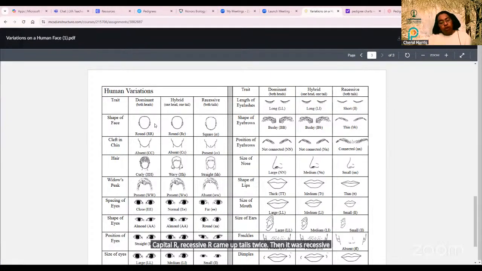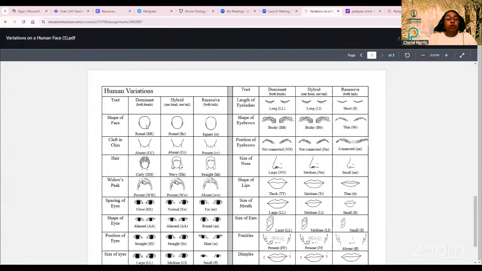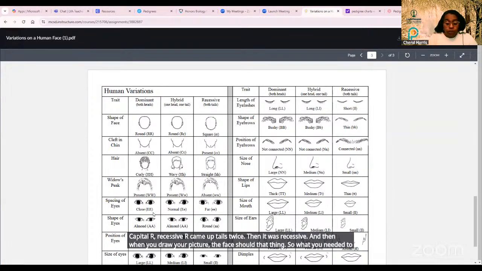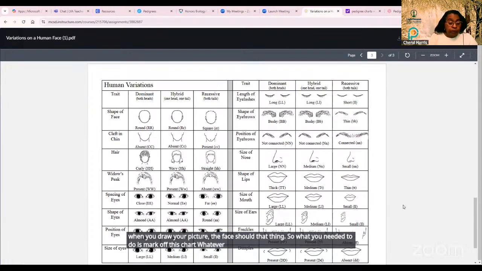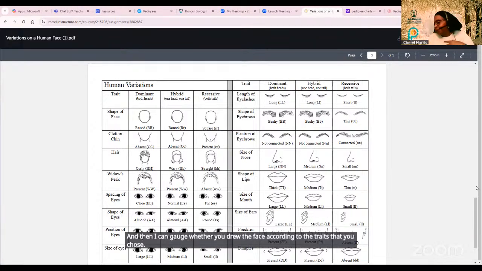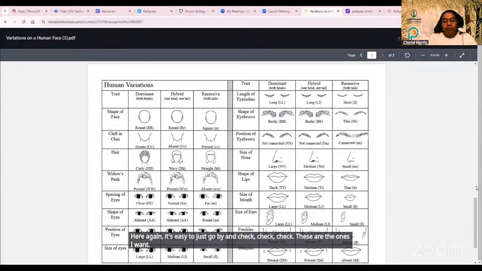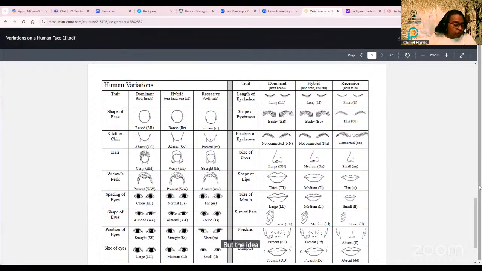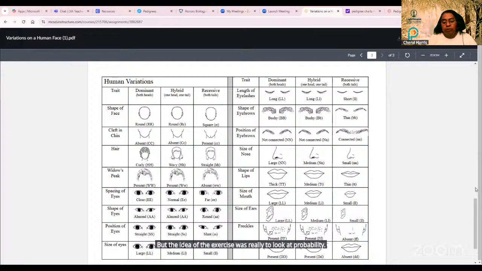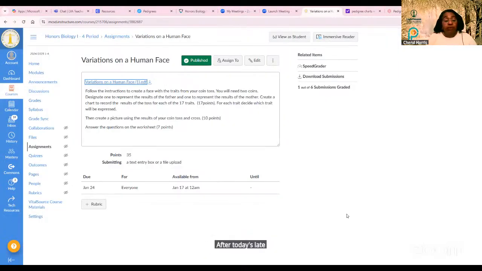And then when you draw your picture, the face should have that trait. So what you needed to do was mark off this chart, whatever your results were, and then I can gauge whether you drew the face according to the traits that you chose. Here again, it's easy to just go by and check. These are the ones I want. But the idea of the exercise was really to look at probability. So that was for the coin toss. All right. So that being said, that's due after today, it's very late.